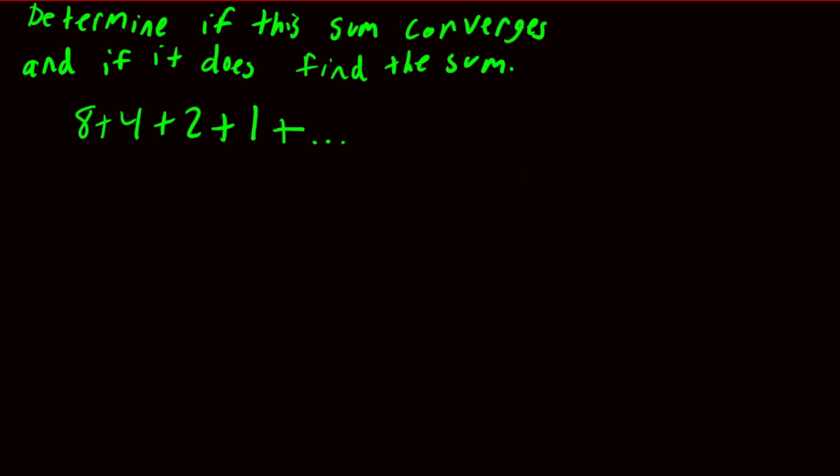Now, here's our next example. It's a little bit harder. Determine if the sum converges, and if it does, find the sum. Let's determine if the sum converges. The first term is 8, so let's write that down: a1 is 8. The ratio is what? Remember, it was a2 over a1, so this would be 4 over 8, which is 1/2. Careful, this is a mistake a lot of people make. They put 2, but you're halving it, you're not doubling it. So the ratio is 1/2.